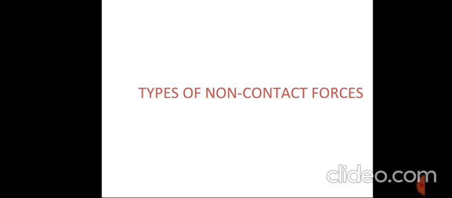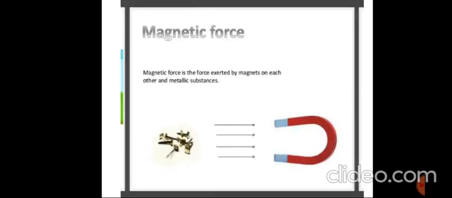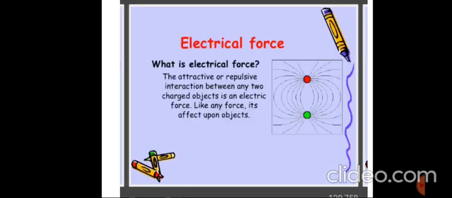Types of non-contact forces. Magnetic force. Magnetic force is the force exerted by magnets on each other and on metallic substances. Electrical force or electrostatic force. The force between two charged bodies is an electrostatic force. There are two types of charge, positive charge and negative charge.